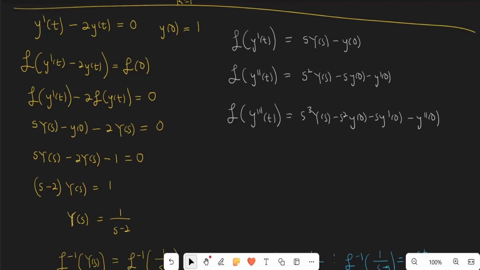And we can generalize it for the nth derivative of this function y of t. So we will utilize these ones a lot in my subsequent videos.